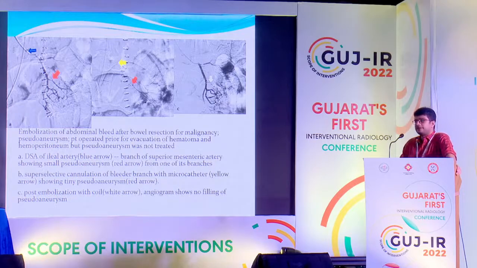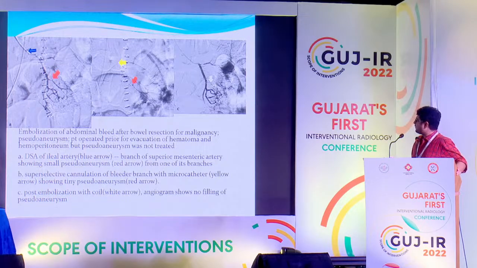Post-surgery for a bowel resection, small pseudoaneurysm, the red arrow in the ileal branch, presented with hematoma and hemoperitoneum, evacuated once, but the pseudoaneurysm was not treated. So there was repeat bleed. And the white arrow shows the coiling of the pseudoaneurysm, and there was no further bleed.